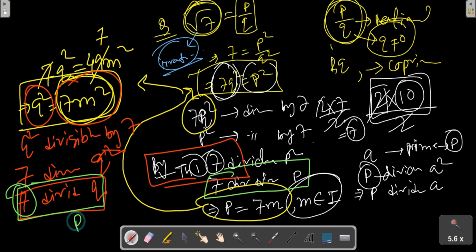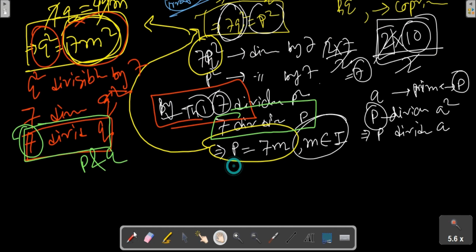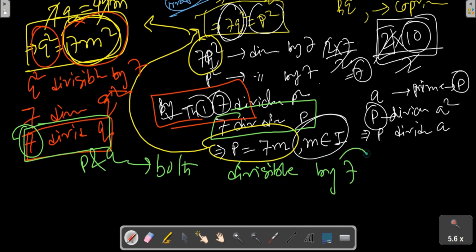So p and q are both divisible by 7. That means what?